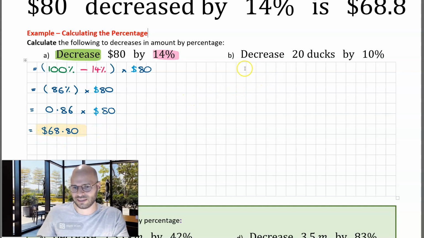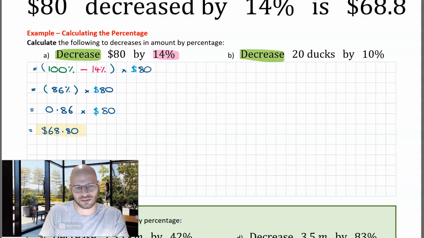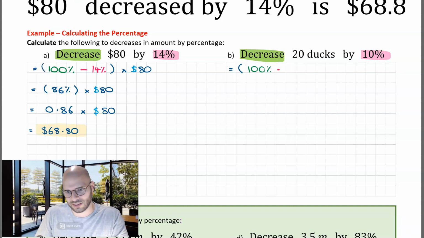Let's try this again in example B. Decrease 20 ducks by 10%. First thing we do is we identify the word decrease. Next, we get our percentage, which is 10%. Now, because we're decreasing, what this means is that we're going to go 100%. And as a result of the decrease, it's going to be subtract the 10% multiplied by, we're working with 20 ducks. Next line, we're going 100% take 10%, that gives us 90%, multiplied by the 20 ducks.